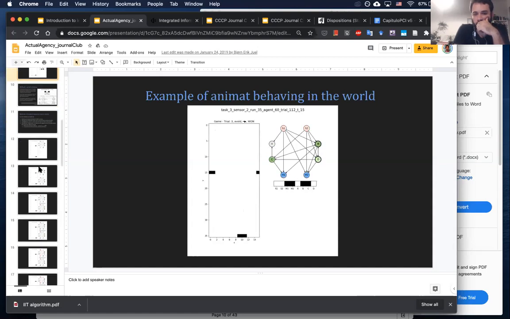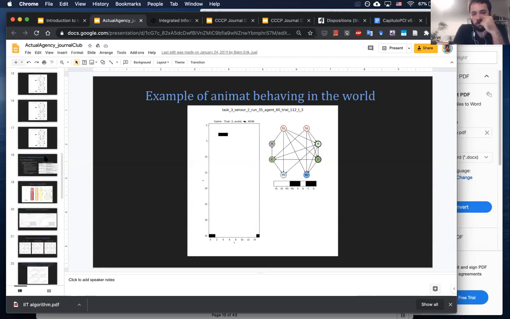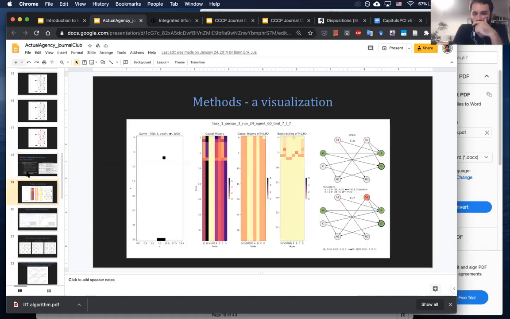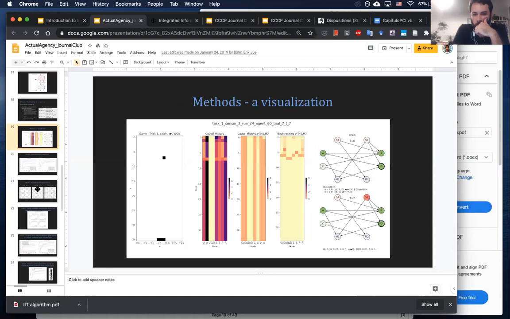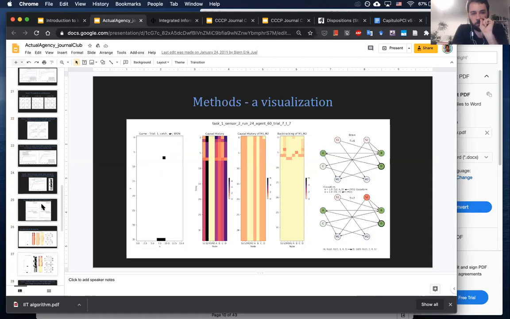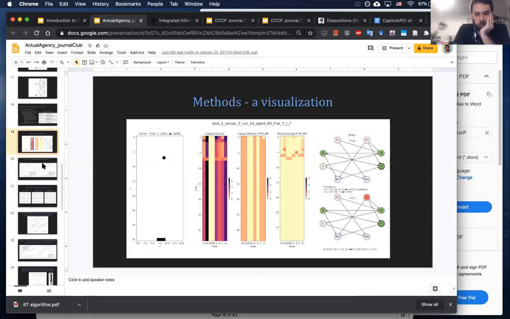And then with this actual causation, you can ask why the animat went right rather than left, from an extrinsic point of view. So you compute this formalism which comes up with causes and effects, and you come up with all these architectures that solve the task. What's cool is that we try to come up with measures based on this causal account of what happened.